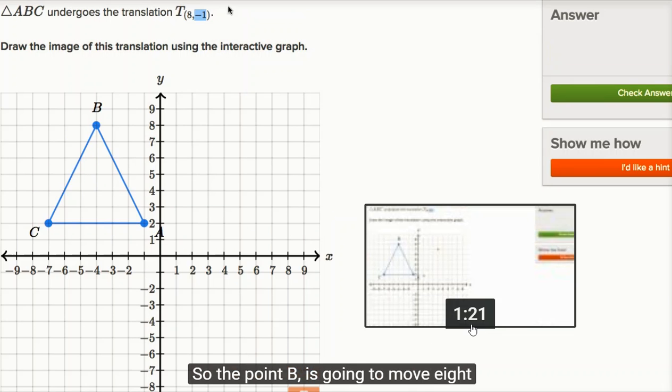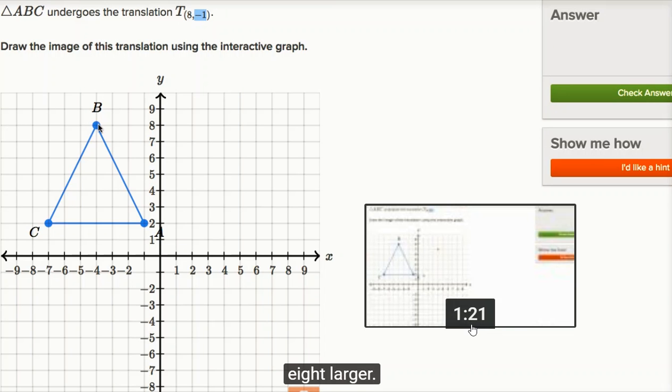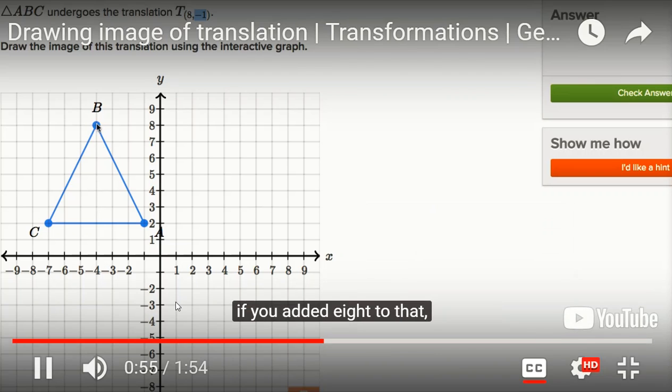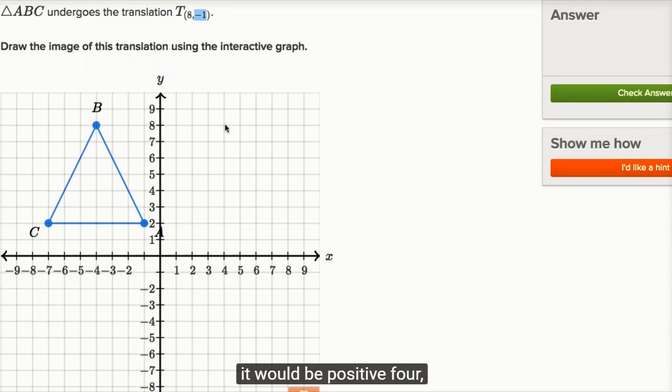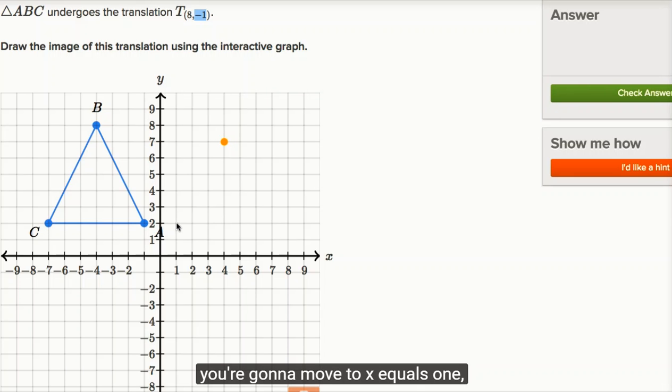So the point B is going to move 8 to the right, or its corresponding point in the image is going to have an x-coordinate 8 larger. So right now the x-coordinate is negative 4. If you added 8 to that, it would be positive 4. And its y-coordinate is going to be 1 lower. Right now, point B's y-coordinate is 8. 1 lower than that is 7. So in the image, the corresponding point in the image would be right over there. And you see we moved 8 to the right and 1 down. Let's do that with point C. It's at x equals negative 7. If you move 8 to the right, if you increase your x-coordinate by 8, you're going to move to x equals 1.